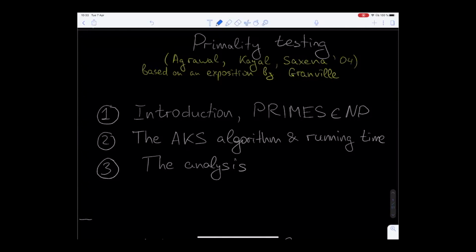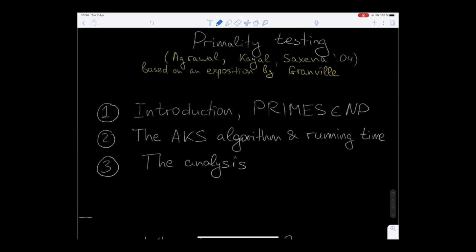So I'll start with some introduction, some simple properties that one needs to know about primes. What do we actually want? I'll tell you something about primes being in NP, and about some randomized algorithms that existed, and then I'll go to the Agrawal, Kayal, and Saxena algorithm.